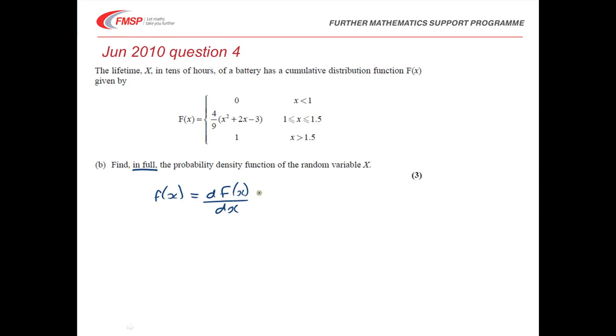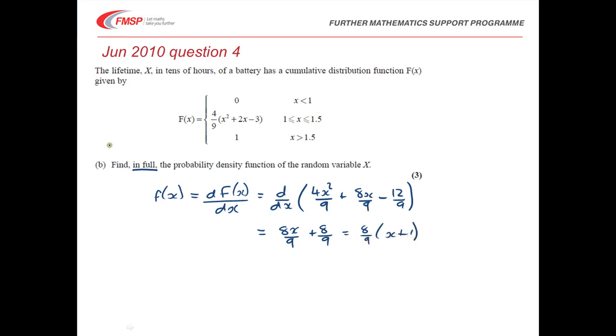Okay, so we want to differentiate this. Always worth taking your time over these and making sure that you have them correct. So I'm just writing it out and expanding it. That's going to give me 8x over 9. Differentiating the next term is going to give me plus 8 over 9. And of course, we like factorising, so that's going to give me x plus 1. So it's now this in full. This is where you get your final mark.